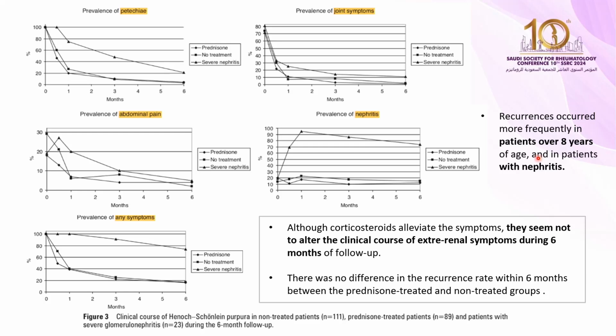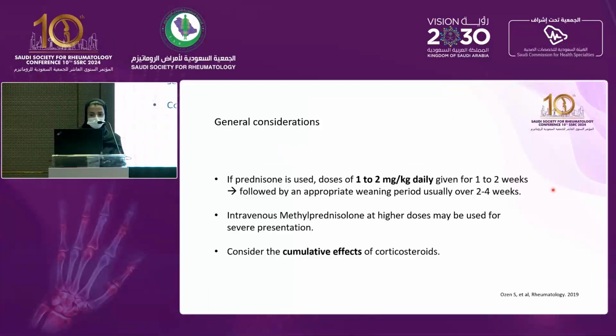And in this study, the risk factors for recurrence were patients who are over 8 years and patients with nephritis. If the steroid is indicated, the SHARE initiative recommended 1 to 2 milligram per kg per day, depending on the indication, usually given for 1 to 2 weeks, followed by appropriate weaning, usually over 2 to 4 weeks. IV methylprednisolone at higher doses is usually used for severe manifestations, and always consider the cumulative effect of steroid.